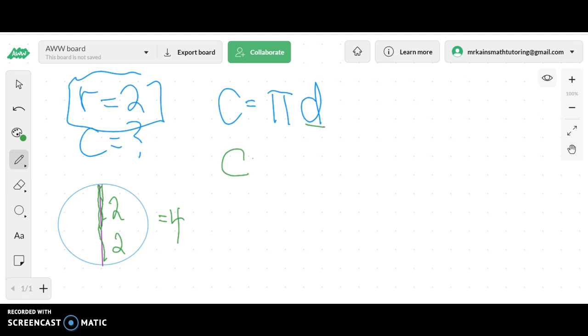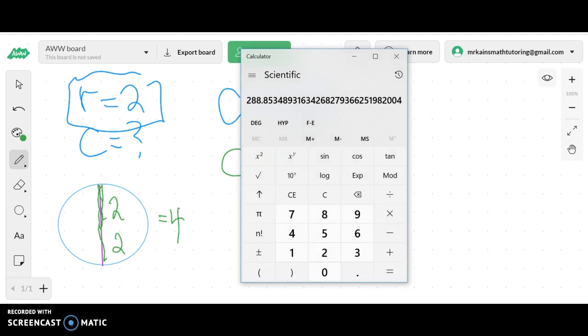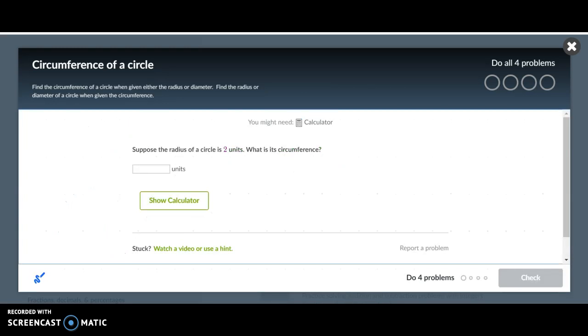So circumference equals pi times 4. Pulling out my trusty rusty calculator here again, I can say that pi times 4 equals 12.5663. Let's go back to Khan Academy. Let's put 12.5663 and hit our enter button, and we'll see that we got it correct.